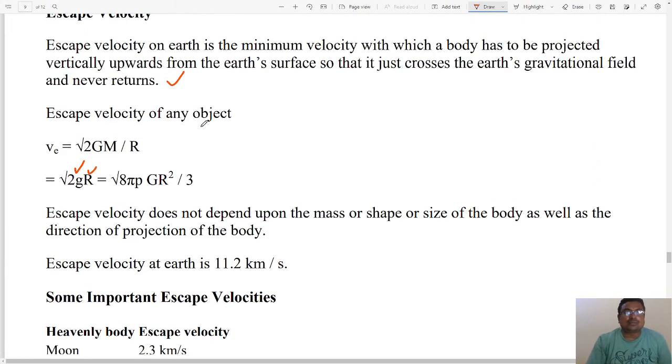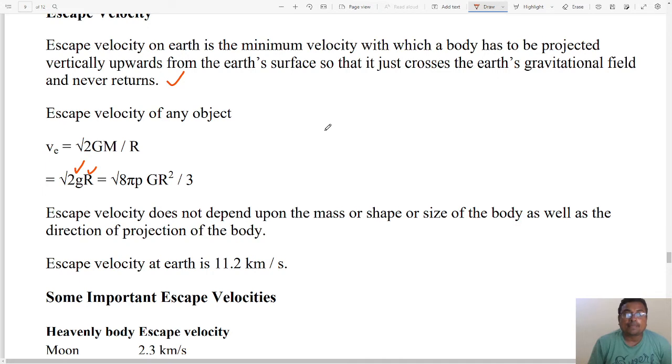Escape velocity doesn't depend upon the mass and shape of a body. In examinations, teachers ask what the formula of orbital velocity or escape velocity is. What is the relation between small g and capital G? How does the acceleration due to gravity depend on height? They also ask why the gravitational constant is called universal, and what the values of small g and capital G are: acceleration due to gravity and the gravitational constant.